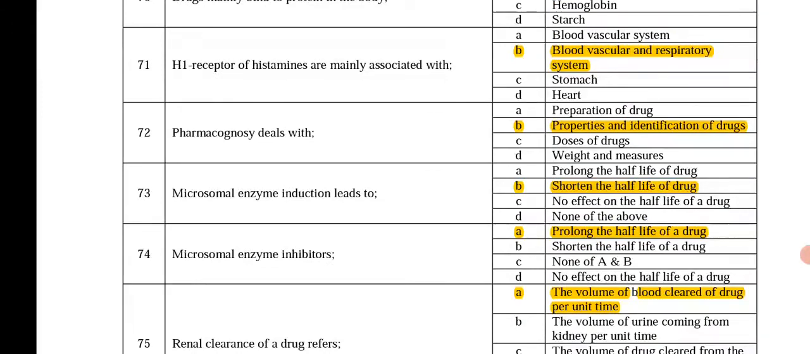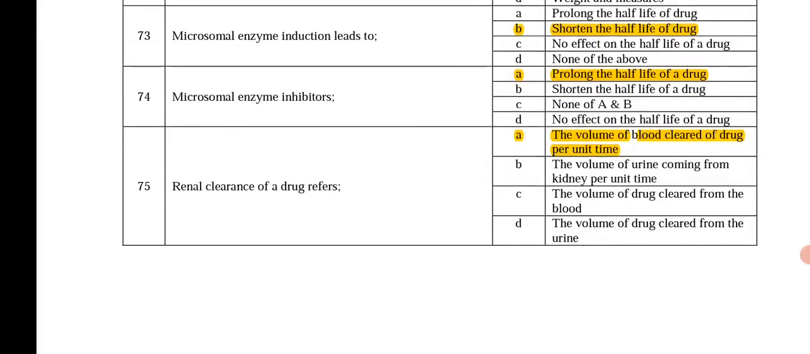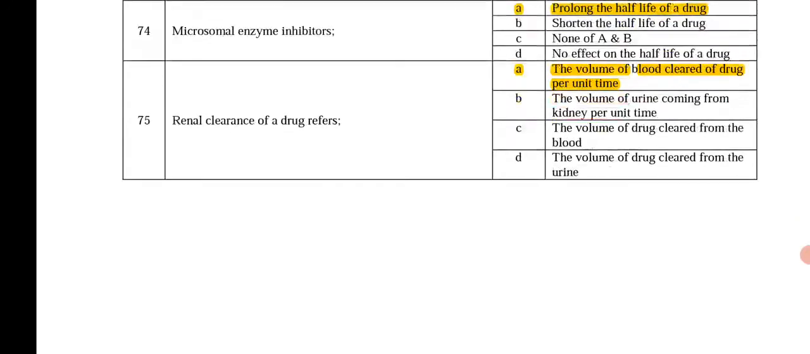Pharmacognosy deals with properties and identification of drugs. Microsomal enzyme induction leads to shortening of the half-life of a drug. Microsomal enzyme inhibitors prolong the half-life of a drug. Renal clearance of a drug refers to the volume of blood cleared of the drug per unit time.